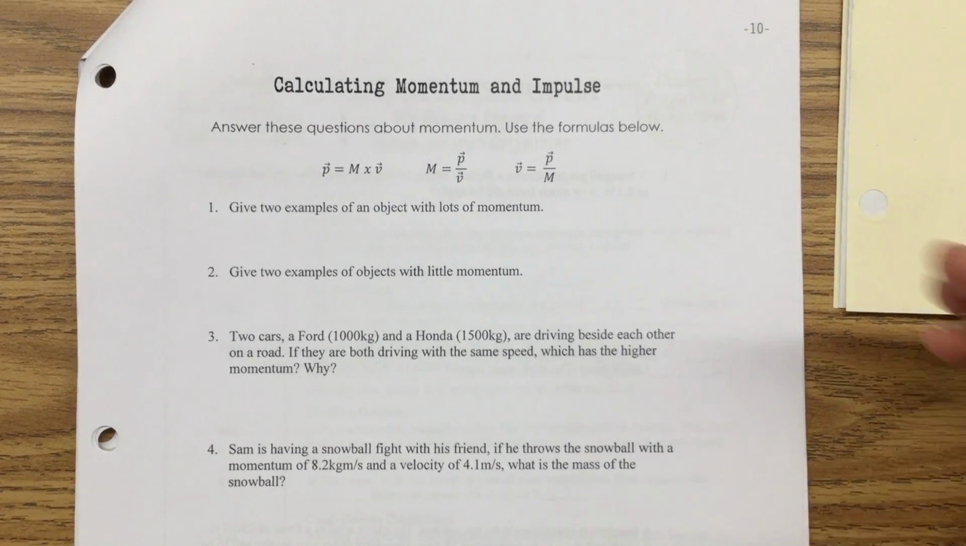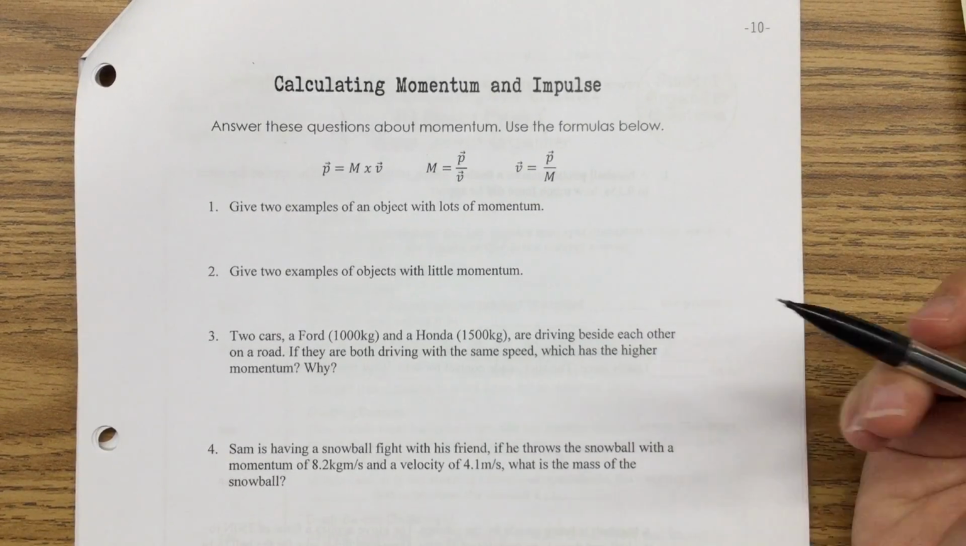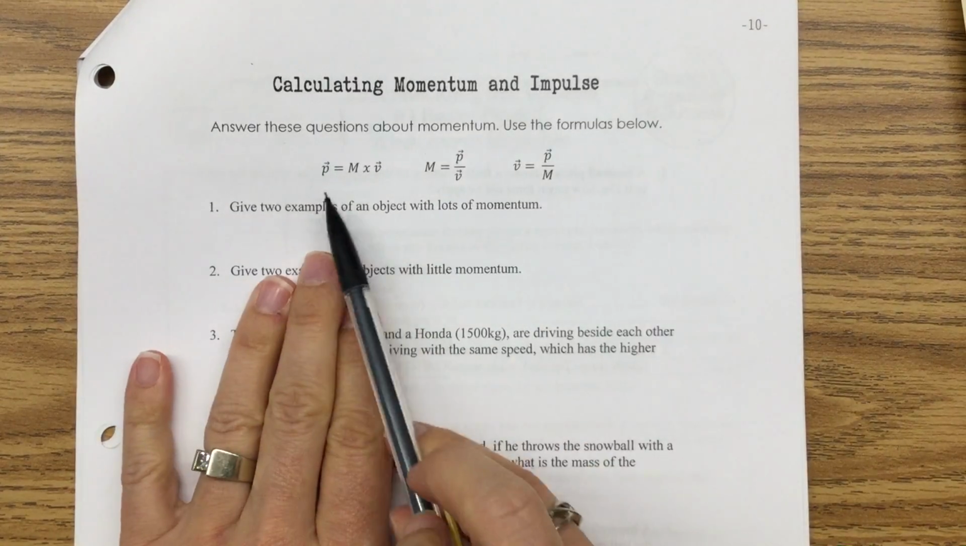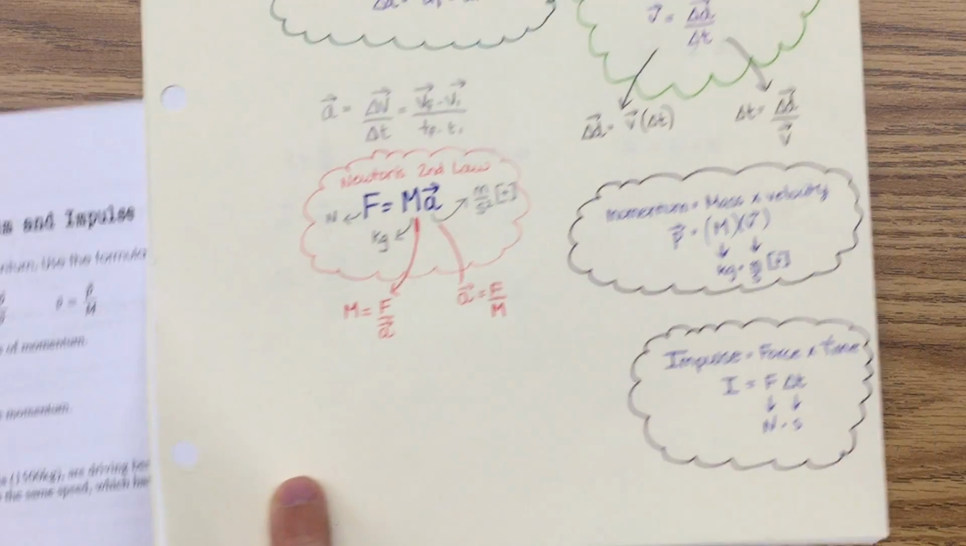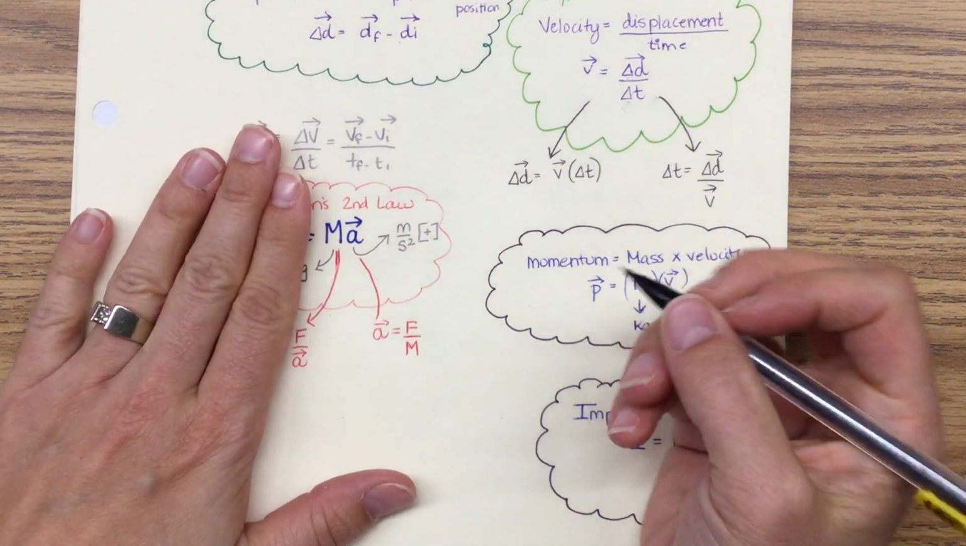Hi there. Okay, let's calculate momentum and impulse by giving this a try. You see I've written the equation in 3 different ways for momentum, and we can add that to our formula sheet too. Okay, and maybe I'll do that right now.